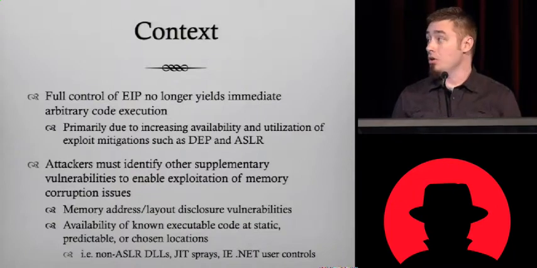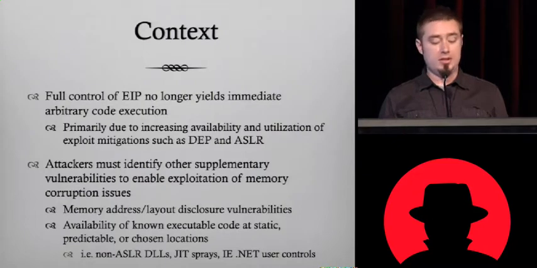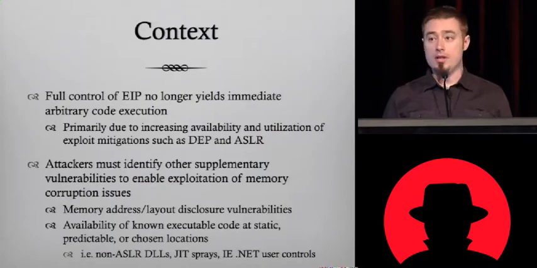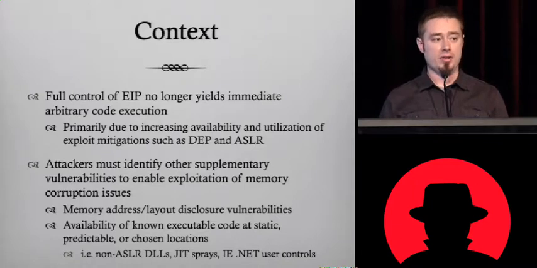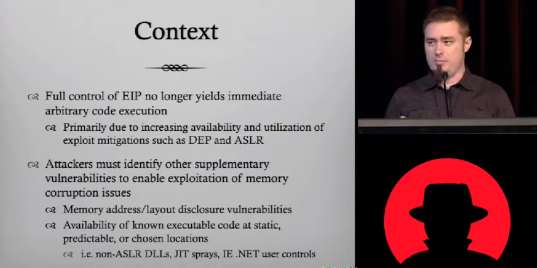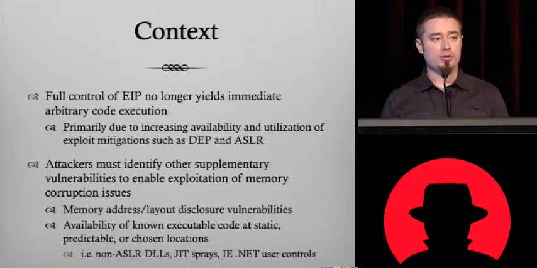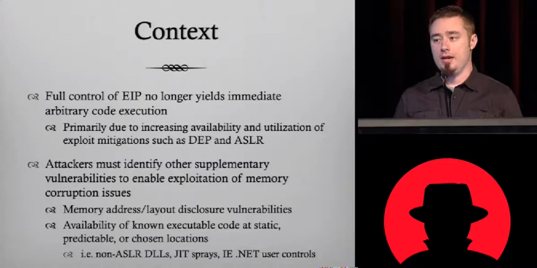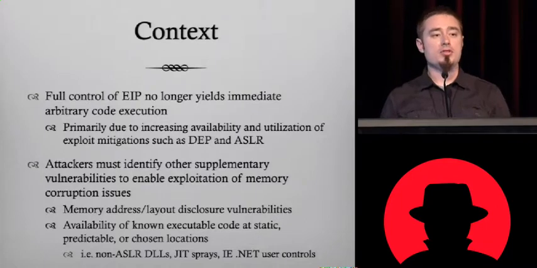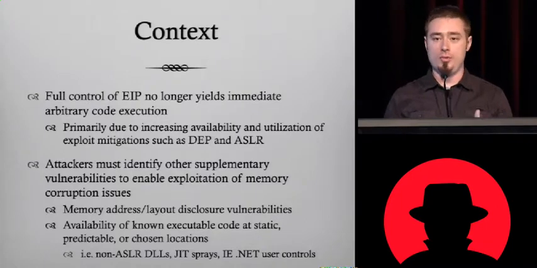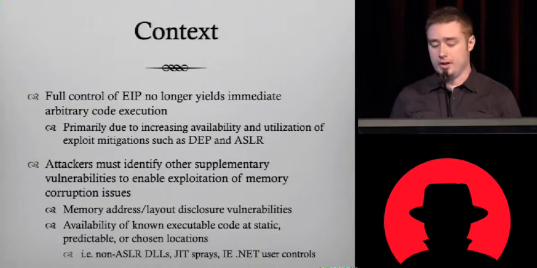And what these issues are, are memory address layout disclosure vulnerabilities. Some people call these memory leaks, but unfortunately that kind of collides with what programmers call memory leaks. So a memory information leak is another good term for it. And the other issues you can find are the availability of known executables. If you know that a certain version of a certain DLL is always loaded at a fixed location in memory, you can use that as material for your return-oriented exploitation stage to get your payload running.